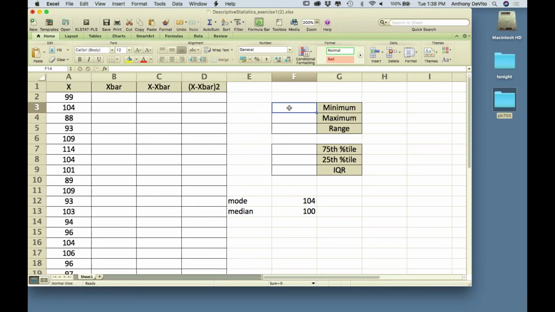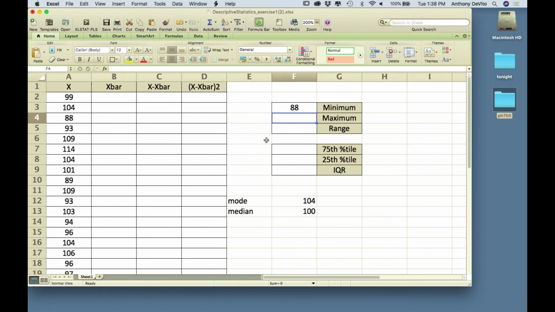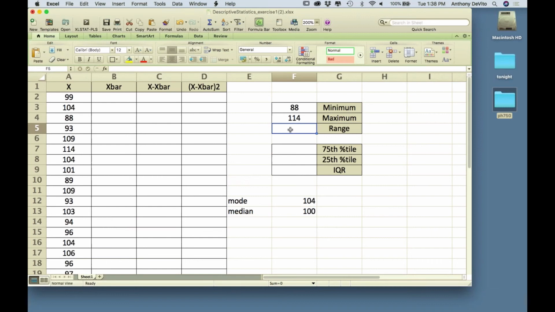So let's look at the minimum and the maximum. Equals MIN, and maximum equals MAX, parentheses. Again, I'm doing this really quickly on purpose. And the range is the difference between the maximum and the minimum, equals 114 minus 88. So the range is 26 millimeters of mercury, if these are blood pressures.